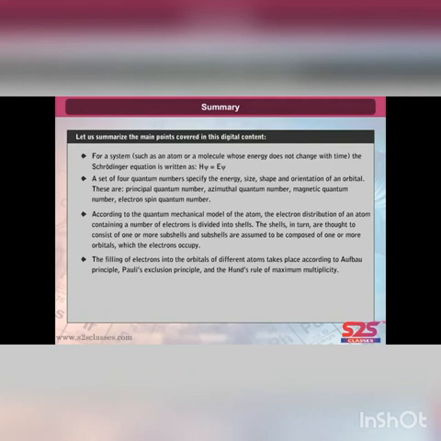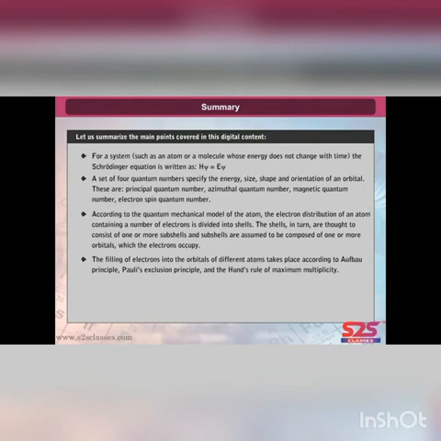A set of 4 quantum numbers specify the energy, size, shape and orientation of an orbital. These are principal quantum number, azimuthal quantum number, magnetic quantum number, and electron spin quantum number. According to the quantum mechanical model of the atom, the electron distribution of an atom containing a number of electrons is divided into shells. The shells, in turn, are thought to consist of one or more subshells, and subshells are assumed to be composed of one or more orbitals which the electrons occupy.